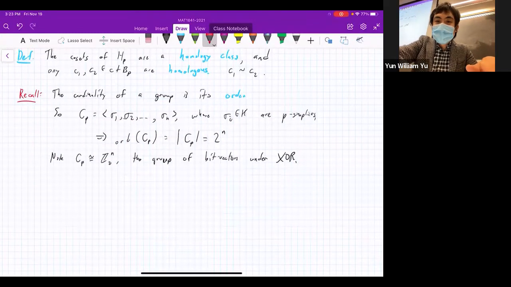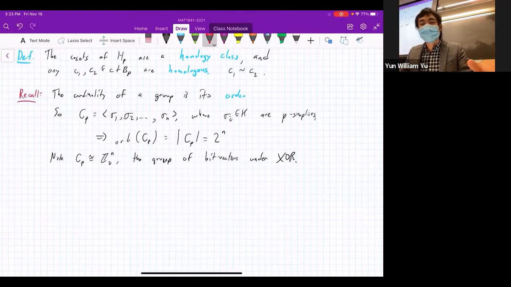Oh, sorry, there's a chat message. Let me see what that was. Oh, I thought there was a chat message, maybe not. Anyway, yeah.